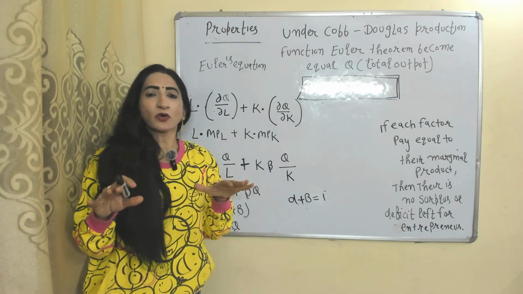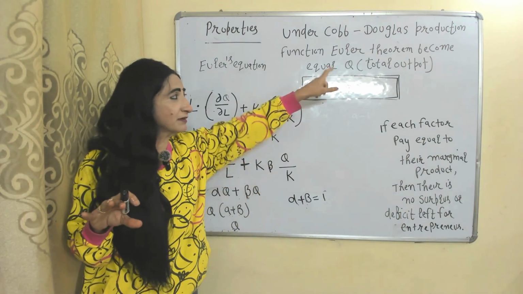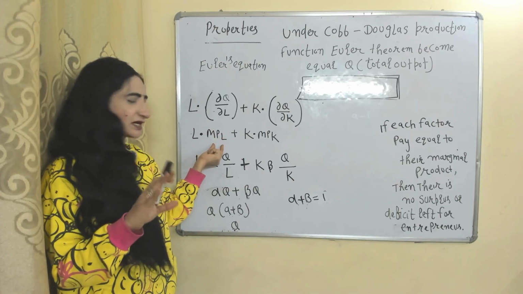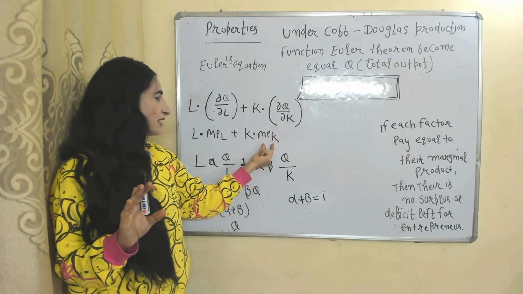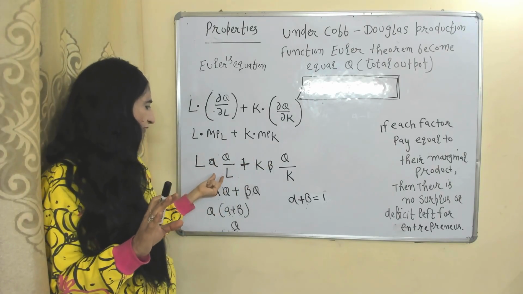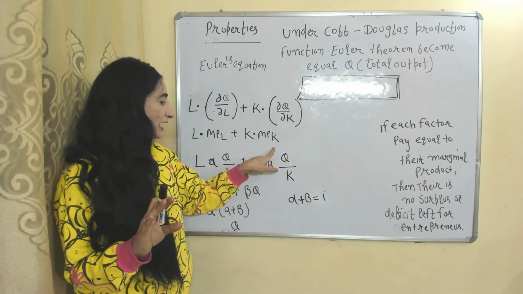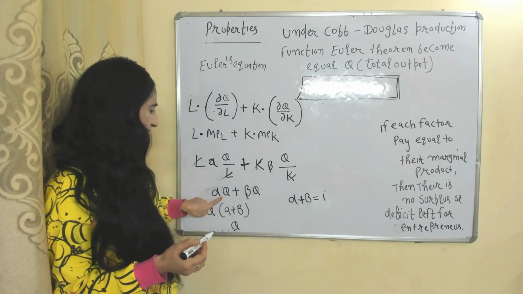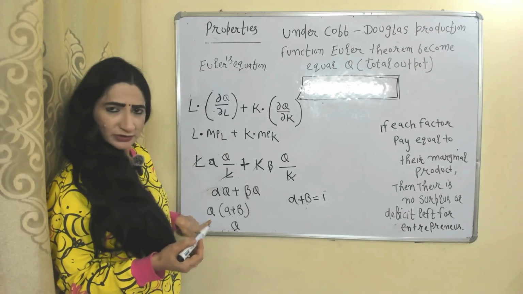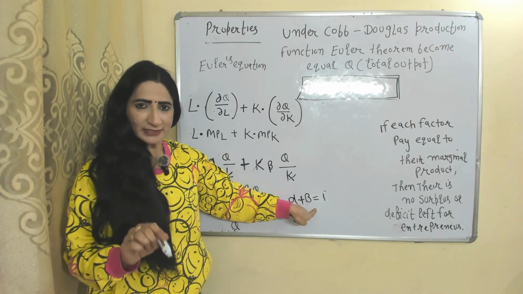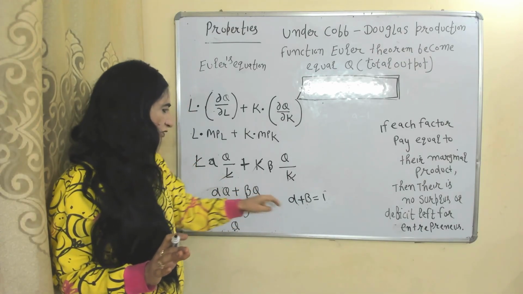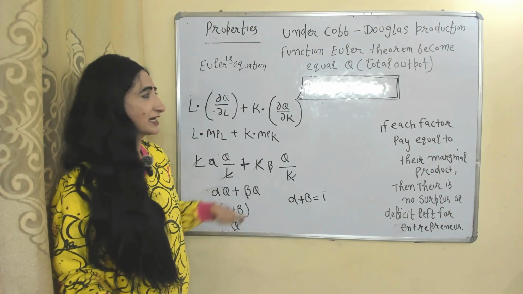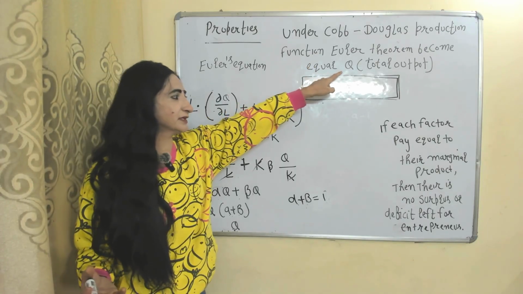Next property, under Cobb-Douglas production function, Euler theorem becomes equal to Q. This is the equation of Euler theorem. This part represents marginal product of labor. This part represents marginal product of capital. As we know, marginal product of labor is equal to alpha Q over L. Marginal product of capital is equal to beta Q over K. So L cancels out, K cancels out. It becomes equal to alpha Q plus beta Q. Taking Q common, alpha plus beta is equal to 1 in case of Cobb-Douglas production function. So in place of alpha plus beta we put 1, it becomes equal to Q. So you can say that under Cobb-Douglas production function Euler theorem becomes equal to Q.